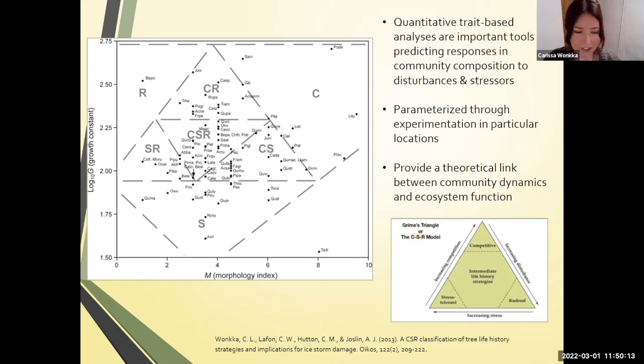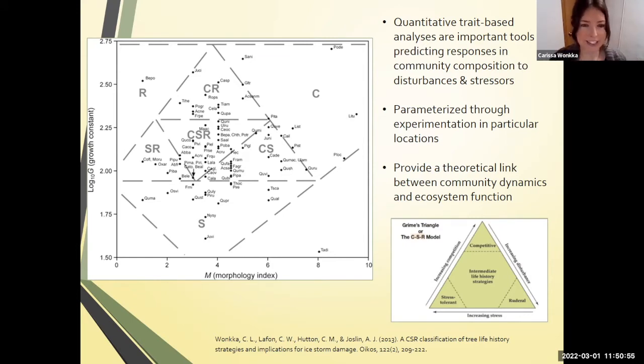So this idea of traits has been around for a long time. Grime developed his CSR model in the late 70s, early 80s. And basically it suggests that increasing competition, increasing disturbance, and increasing stressors are three axes of responses, where a plant will respond to each of these things. And so will fall into a certain area of this triangle. So competitive species are on the high end of increasing competition, on the low end of disturbance. And then ruderal species are on the high end of disturbance and the low end of stress, and so forth. So what we were able to do in this research was to look at traits.